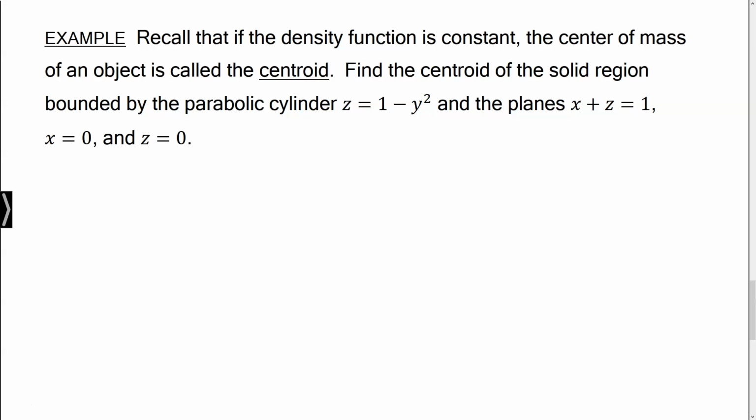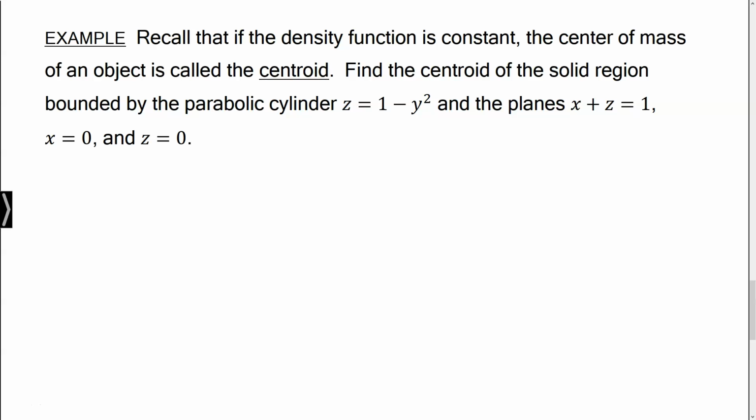So in this next example, we're going to look at finding the centroid of a region. If you remember from Calc 2, the centroid of a two-dimensional region was just the center of mass where you made the assumption that the density function was constant. So in that case, the rho just was a constant and it factored out. So we have the same thing in 3 dimensions.